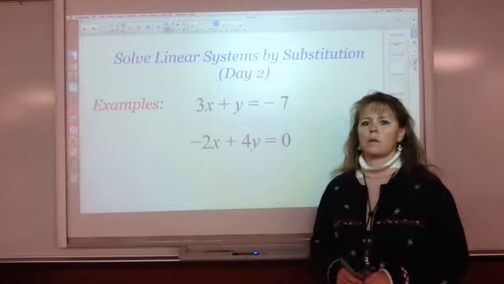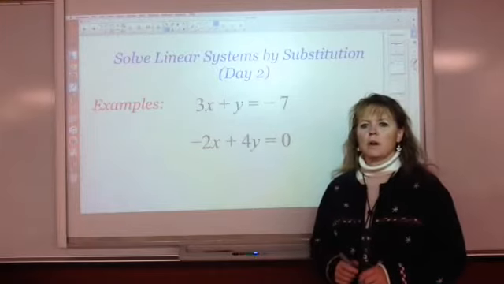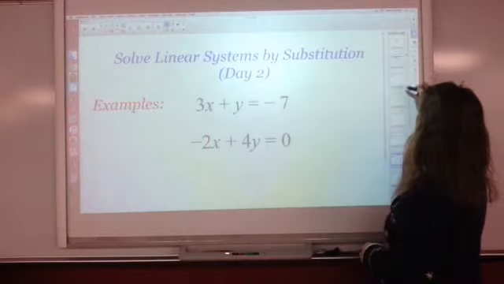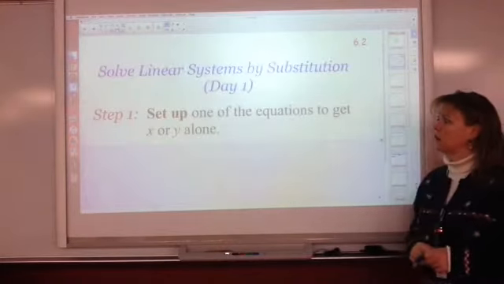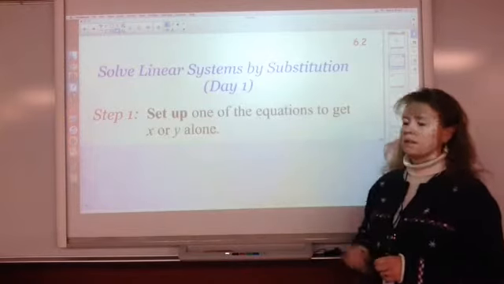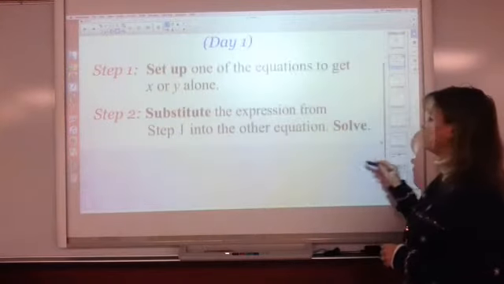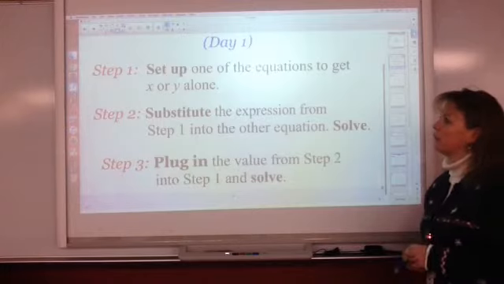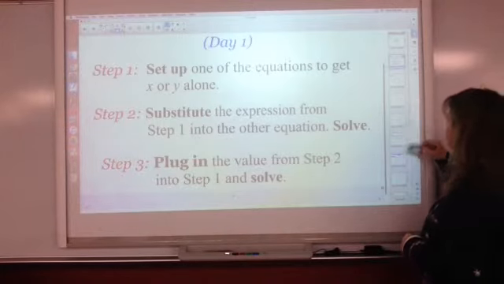Okay, here are your notes for day 2 of Solve Linear Systems by Substitution. You already know the 3 steps from yesterday, but a quick reminder. Step 1 was to set up one of the equations to get x or y alone. We did not have to do that yesterday. Today we're going to include step 1. Step 2, we'll substitute and solve. Step 3, plug in and solve. Pause the camera if you did not get these notes from yesterday or need to rewrite them or review them.